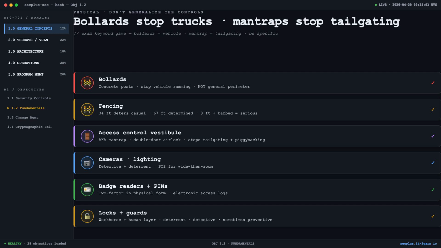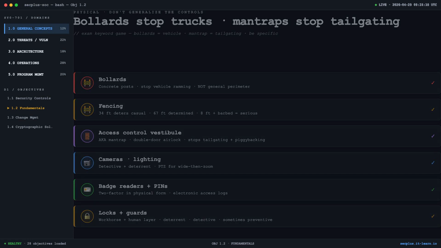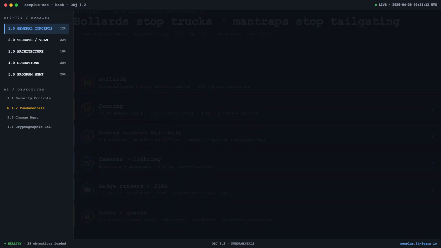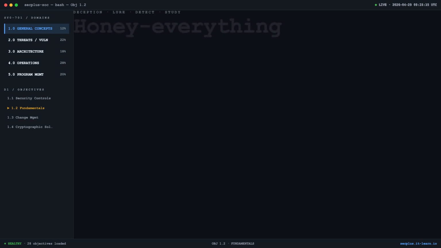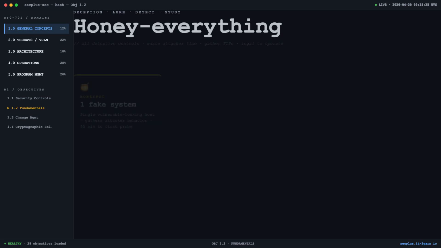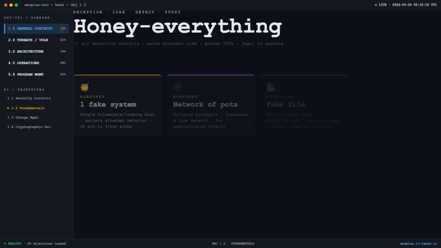Deception and disruption. Fake targets that lure attackers and gather intel. Honeypot. Single fake vulnerable system. HoneyNet. Network of honeypots simulates an entire fake network for studying more sophisticated attacks. Honeyfile, fake file with an enticing name like passwords.txt that triggers an alert when opened. Honey token, fake credentials, API keys, or data planted in real systems. When the token gets used, you know the system has been compromised.